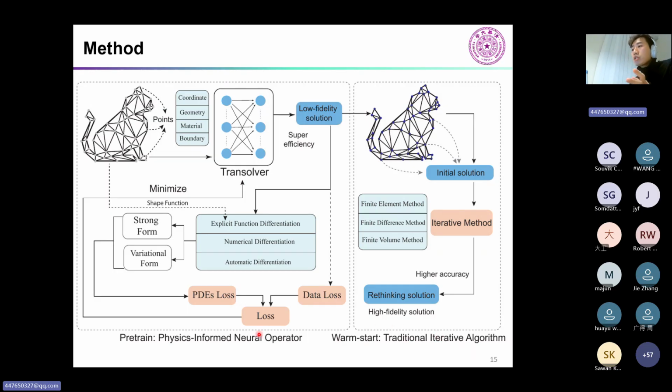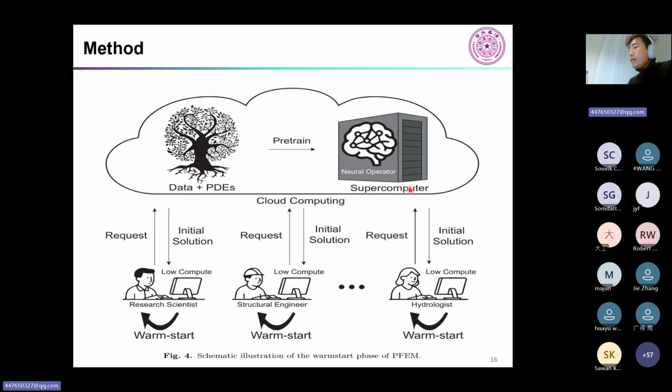As you can see, we use the neural operator, and we also use the traditional FEM. We use the neural operator for efficiency, and we also use the accuracy of the traditional method. I mean, in the future, maybe if you have a supercomputer, you can use cloud computing. Everyone can use their data or PDE to train operator learning. This operator learning will give output to each user. For example, research scientists, structural engineers, and hydrologists will get an initial solution from cloud computing, and they can use their own computer to fine-tune the initial solution.